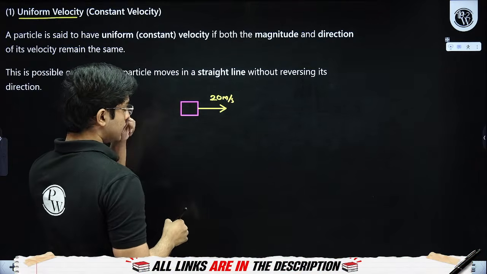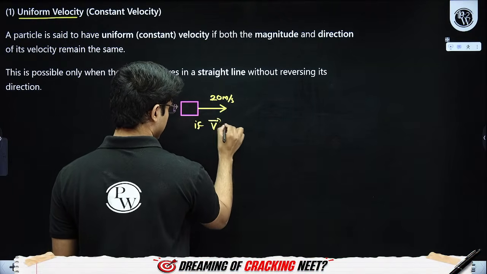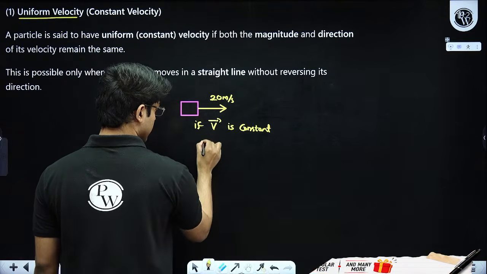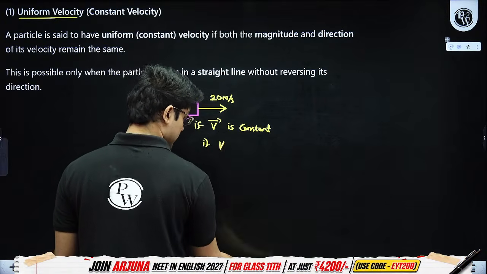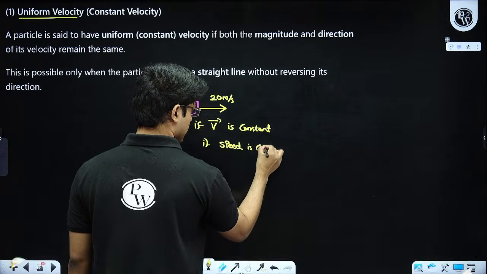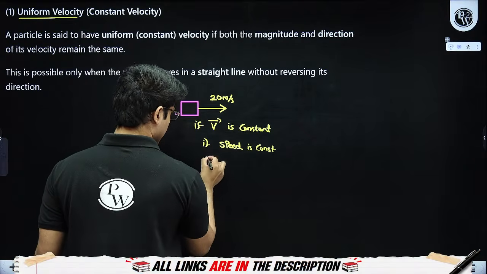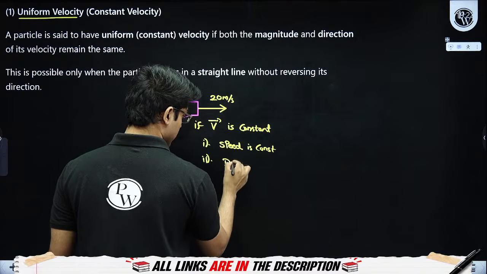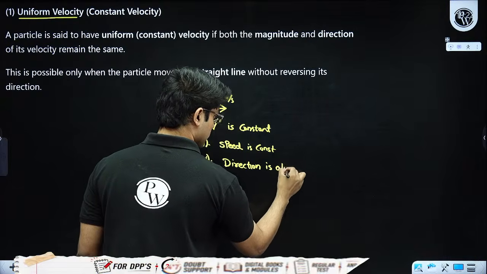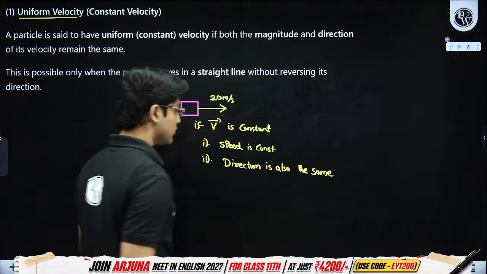If I say its velocity is constant, then that means two things. First is the magnitude or the speed is constant. That means this 20 does not change with time. And number two is the direction is also the same always.